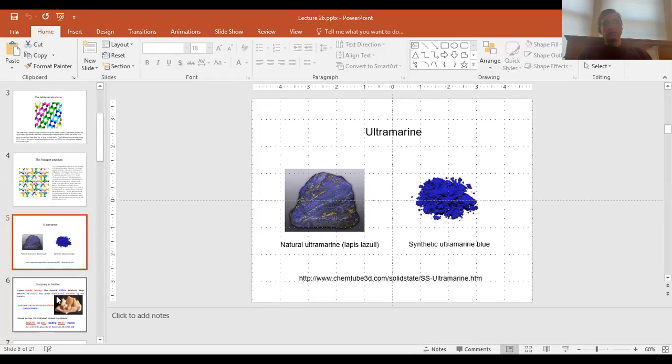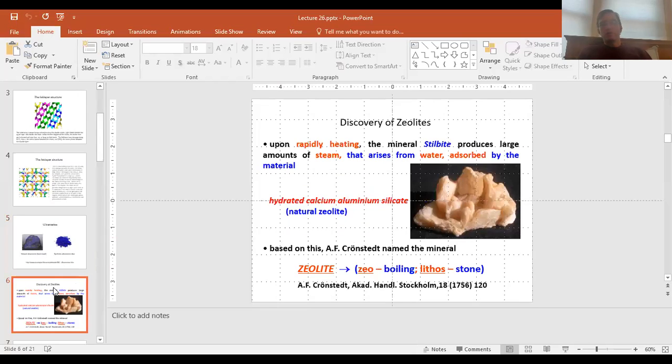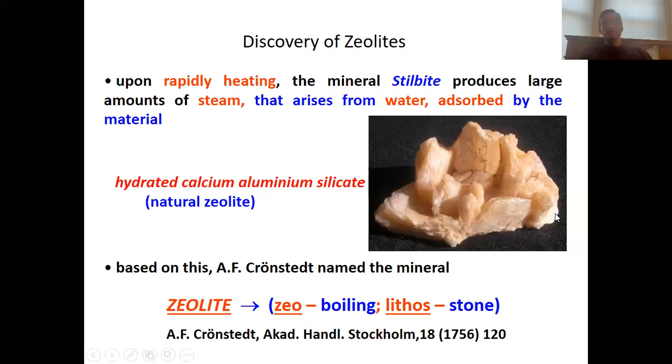And let us go directly to the last class of compounds, which actually has the most industrial applications. And that is the zeolites. So zeolites have even larger pores, and now also the cage windows are wide enough so that ions and small molecules can enter and leave these pores. So I would like to give you a brief historic perspective on the zeolites.